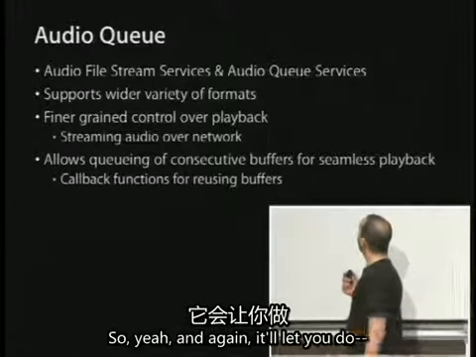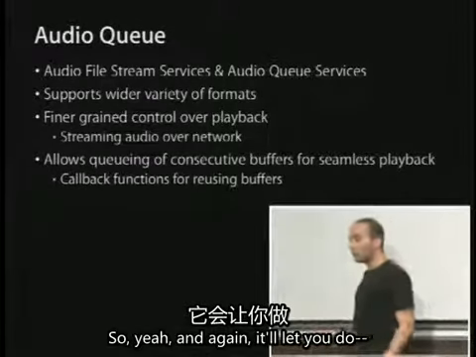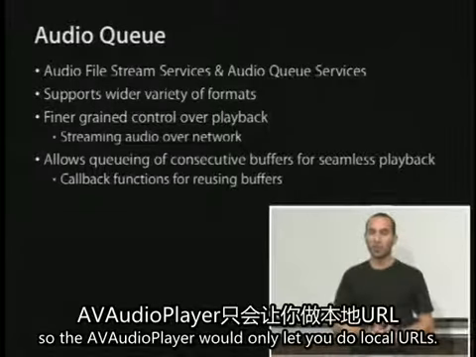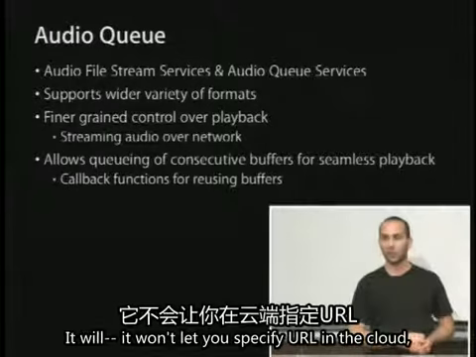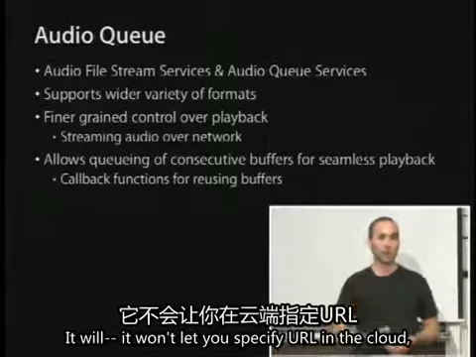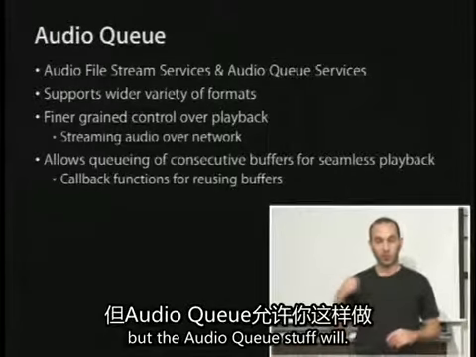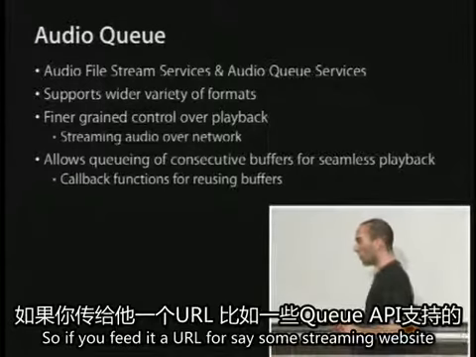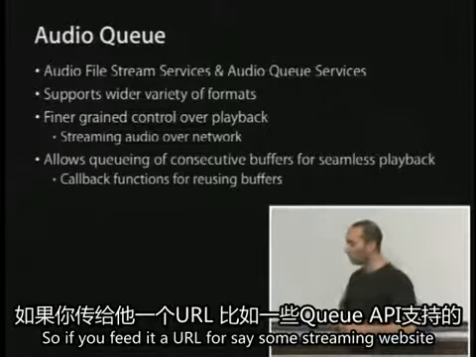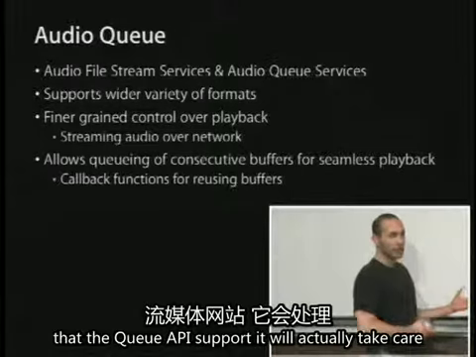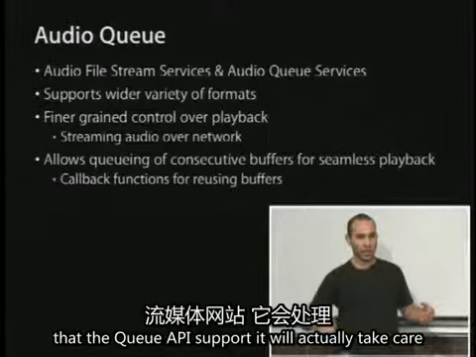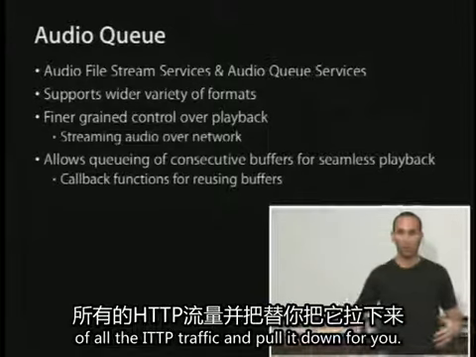And again, the AV Audio Player would only let you do local URLs. It won't let you specify a URL in the cloud, but the Audio Cue stuff will. If you feed it a URL for, say, some streaming website that the Cue APIs support, it'll actually take care of all the HTTP traffic and pull it down for you.